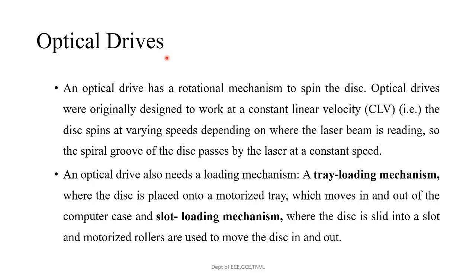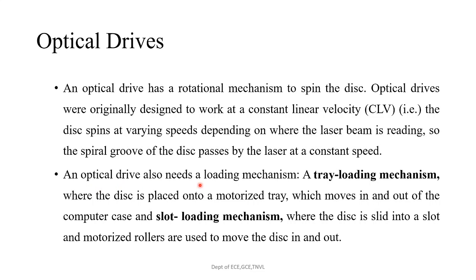An optical drive has a rotational mechanism to spin the disc. Optical drives were originally designed to work at a constant linear velocity. That is, the disc spins at varying speeds depending on where the laser beam is reading. So the spiral groove of the disc passes by the laser at a constant speed.